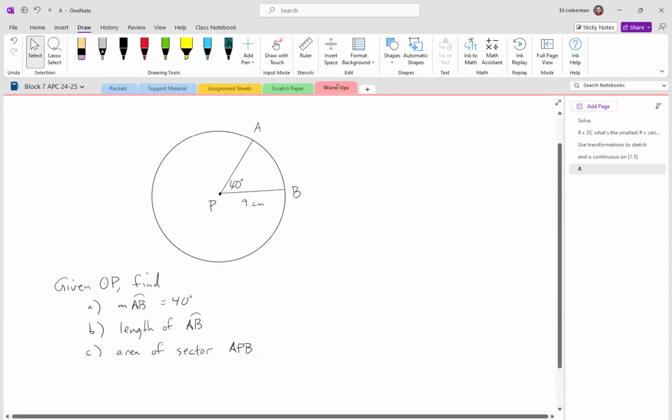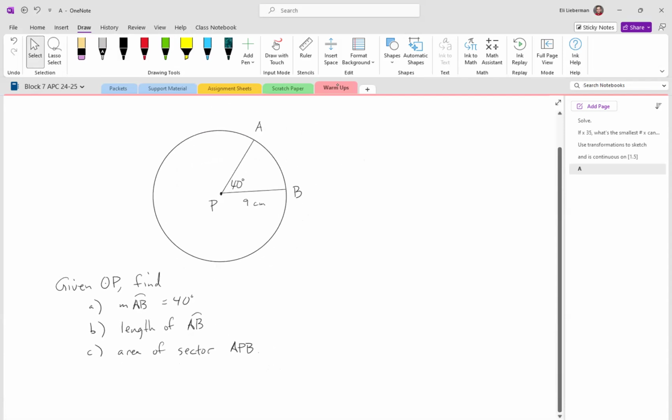Who could help me with the length of arc AB? How do we do that? Yes, Amir. It's 2 pi, but it's basically 40 degrees. The length is 2 pi? Okay, so how did you get there? So 40 degrees over 360 degrees times, which is just 18.9. I'm going to put that here.